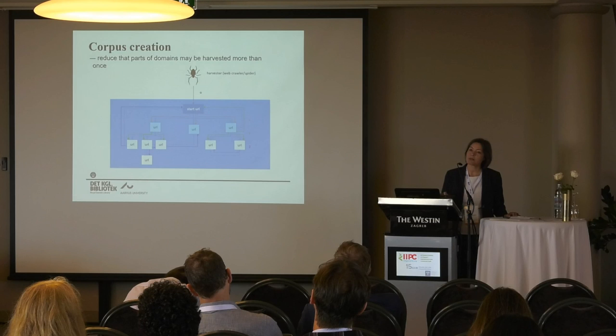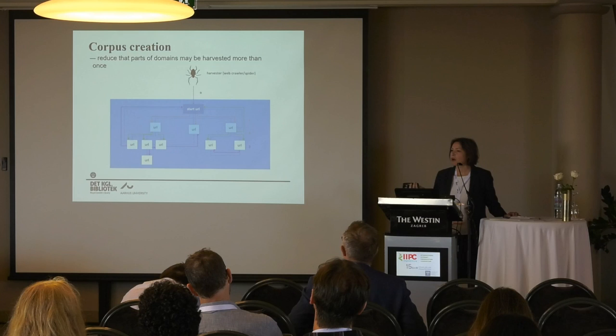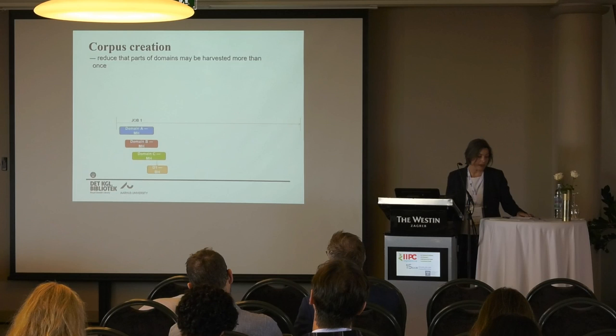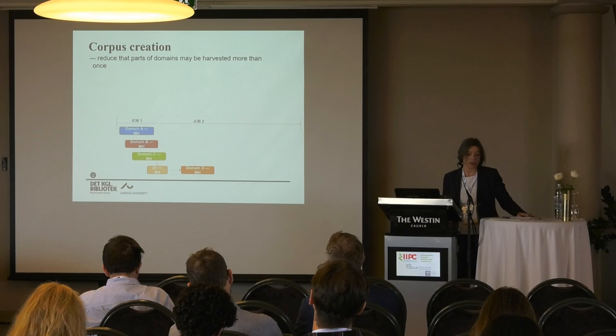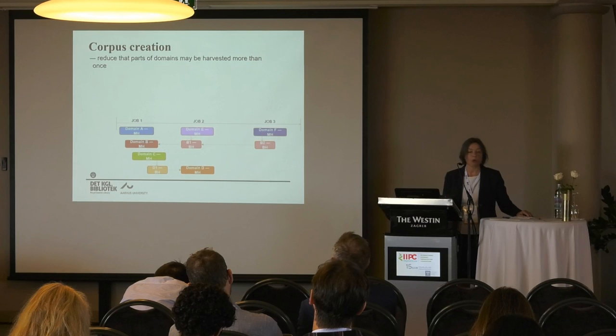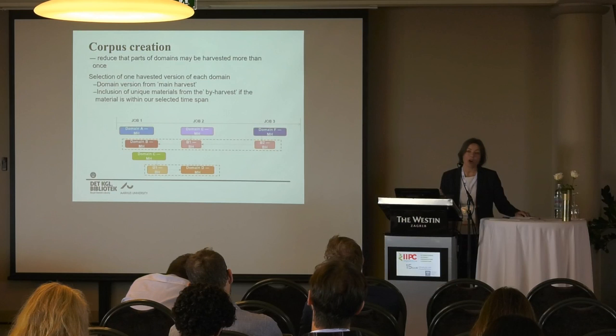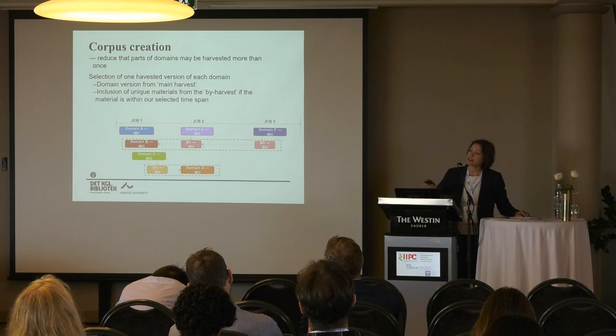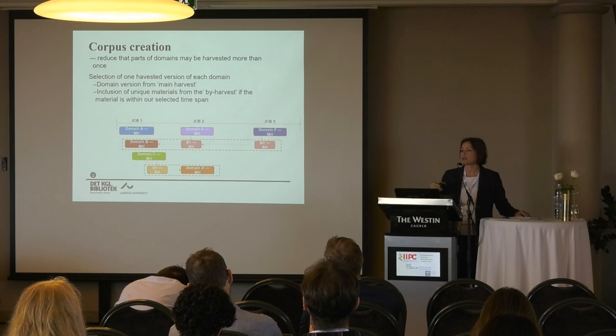And that really will screw up your results. But the crawler will also find URLs from other domains, and URLs from domains not designated to the crawler's job, but to a later job, like this and like this. So what you have in the archive are more versions of the same from different points in time, and we didn't want that. We wanted only one version of a domain and the most complete one, by either adding some of the by-harvest material or by extracting some of the by-harvest material that was too much to begin with.